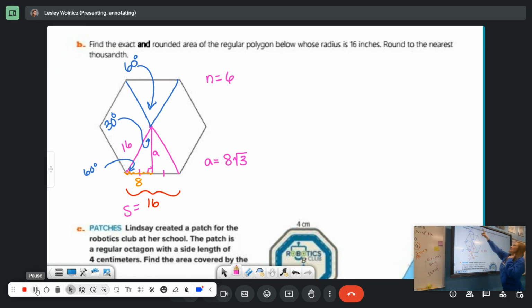So this is asking for exact and rounded. So my area is 1/2 times my number of sides, 6. I've got 6 triangles. The base of each of my triangles is my side length, 16. The height of each of my triangles is the apothem, 8 root 3.